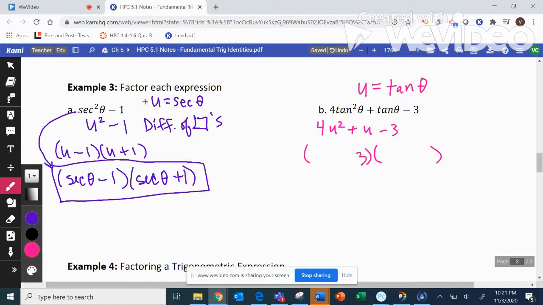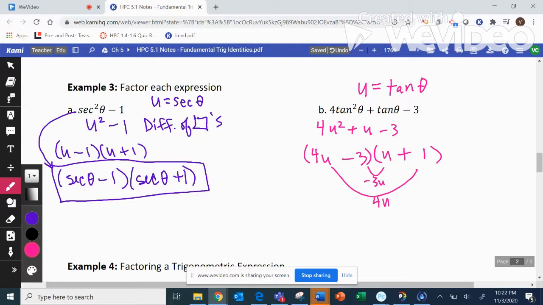I know it's got to be a 3 and a 1. I have to get a positive 1 in the middle. So most likely I'm going to be multiplying 4 and 1, and 3 and 1 and subtracting them. So 4, that would need to be positive. This would need to be negative. So if I checked my answer, I would get 4u minus 3u, and that equals 1u in the middle.